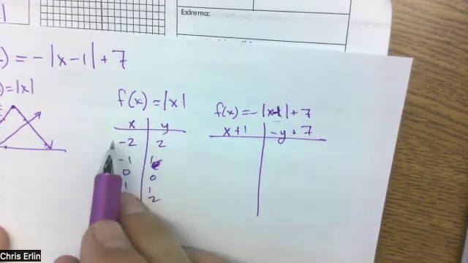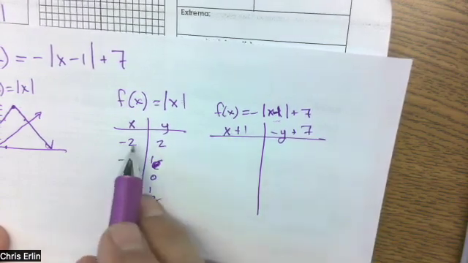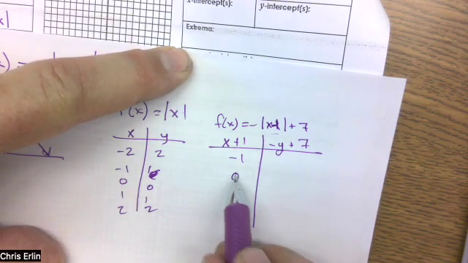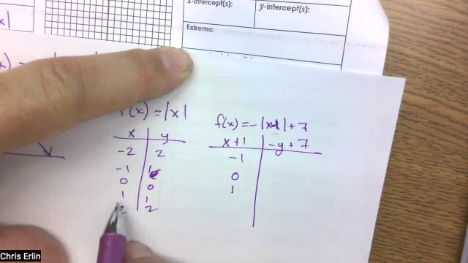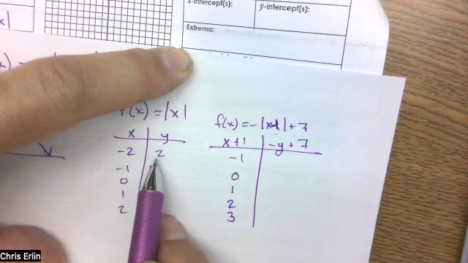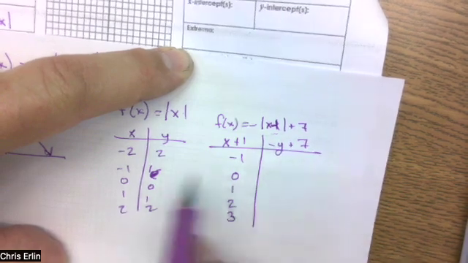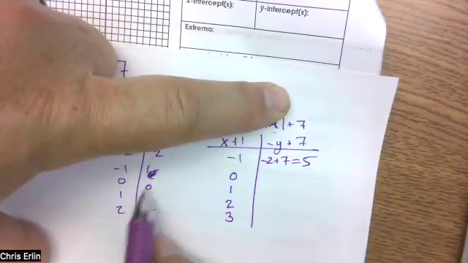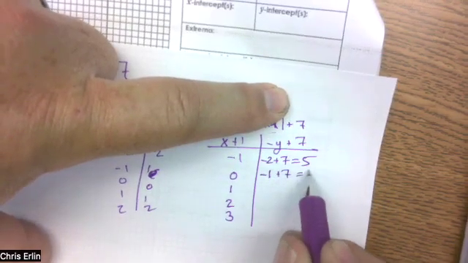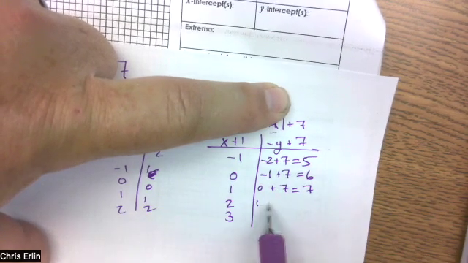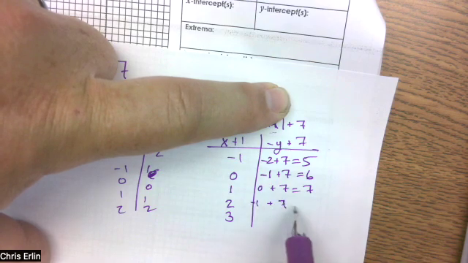So what I'm going to do now is take this x value and apply this rule. -2 plus 1 makes -1. -1 plus 1 makes 0. 0 plus 1 makes 1. 1 plus 1 makes 2. 2 plus 1 makes 3. And the corresponding y values to the parent function are going to undertake a different transformation. -2 plus 7 makes 5. -1 plus 7 makes 6. 0 plus 7 makes 7. -1 plus 7 makes 6.